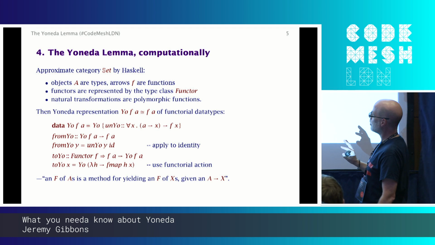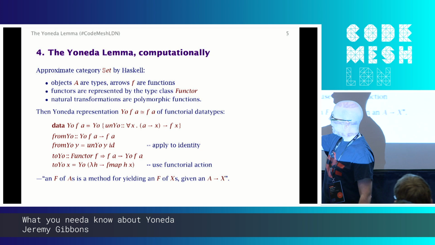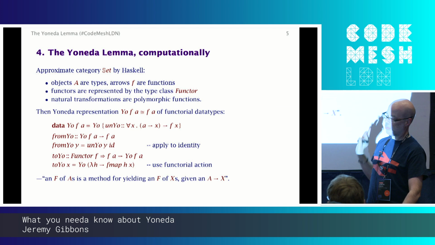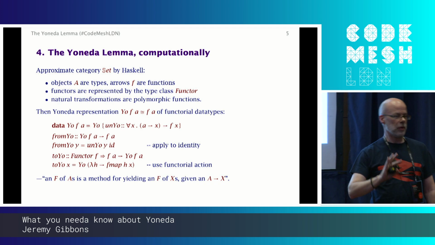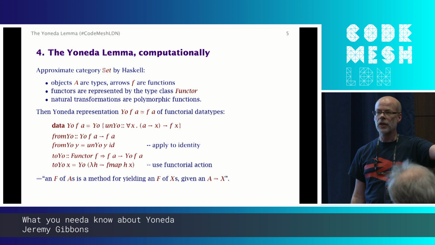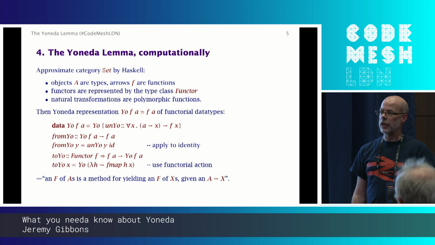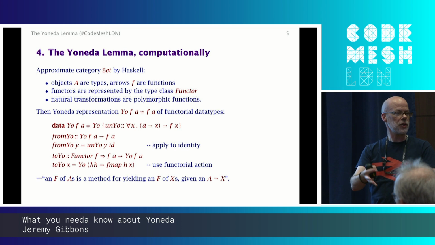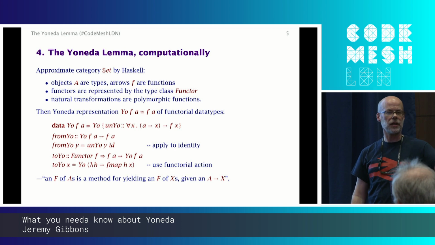Let's try it. If you have an f of a's, a collection of a's, can you turn it into this form? So if you have a collection of a's and a way of turning a's into x's, can you make a collection of x's? Well, that's precisely what the functor class lets you do. If you have a collection of a's and a function from a to x, you can map the function over the collection and get a collection of x's.